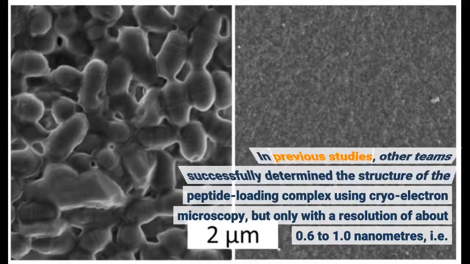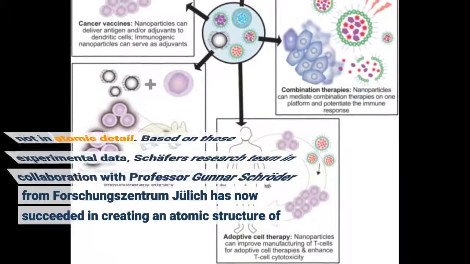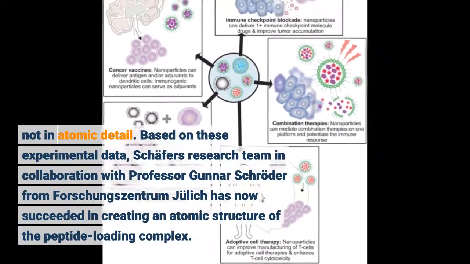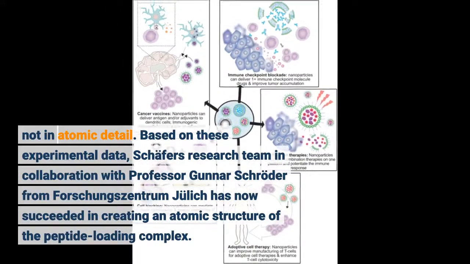In previous studies, other teams successfully determined the structure of the peptide loading complex using cryo-electron microscopy, but only with a resolution of about 0.6 to 1.0 nanometers, i.e. not in atomic detail. Based on these experimental data, Schäfer's research team, in collaboration with Professor Gunnar Schroeder from Forschungszentrum Jülich, has now succeeded in creating an atomic structure of the peptide loading complex.